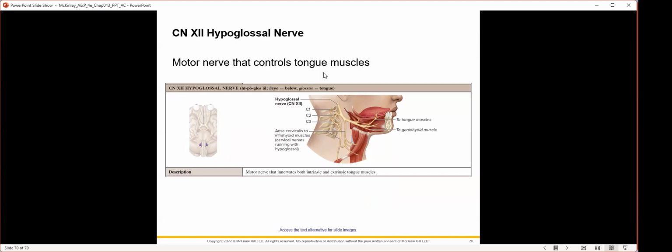That is it for chapter 13. Okay, these are our cranial nerves. I'm going to go ahead and do chapter 14 as well. So let me stop sharing and I will do chapter 14.